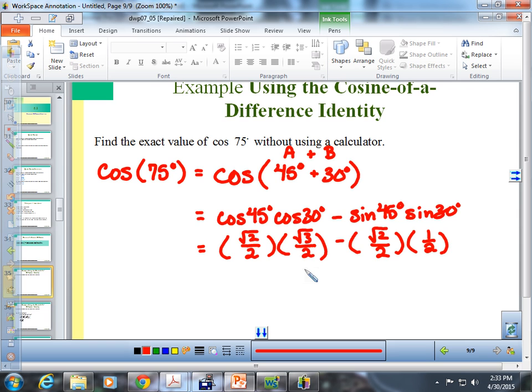Because I can find 15 by taking what? 45 minus 30. I've got 15. I already knew 30, already knew 45, already knew 60. Now I know 75. I can now find the exact value of every 15 degrees.